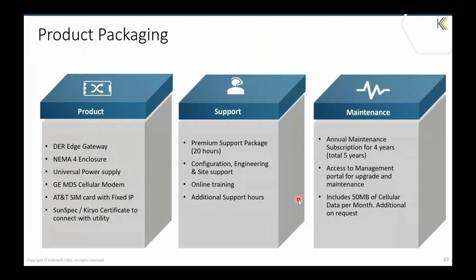Moving on. So we're packaging this entire solution as the product, support and maintenance. The product includes the gateway panel, gateway hardware with an enclosure, power supply, the cellular modem with a static IP SIM card, which is packaged along with the gateway panel, and it also provides a SunSpec certificate pre-installed before the shipment. So this is the entire product package. If you go with the full option, it comes with modem, SIM cards, and certificate, everything.